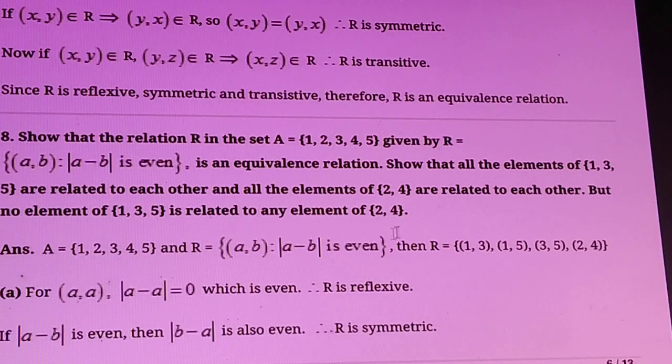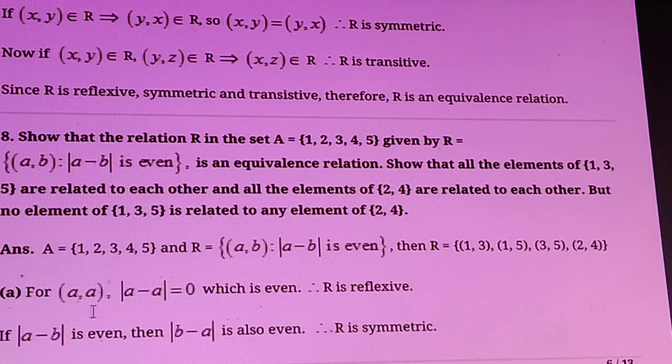It is given A = {1, 2, 3, 4, 5}, R = {(a, b) : |a − b| is even}. Then R is equal to, these are the elements in R: (1, 3), (1, 5), (3, 5), (2, 4). First we will verify that it is reflexive.